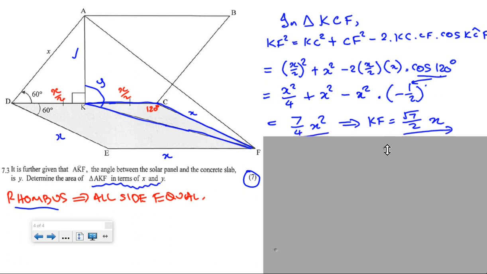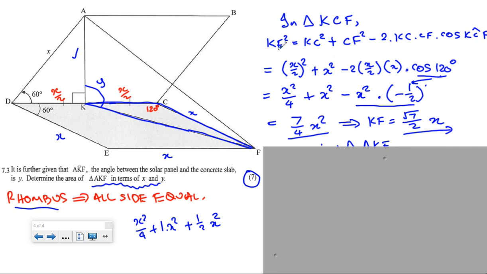When you use your calculator, you're going to get x squared over 4 plus 1x squared plus half an x squared. Remember when you multiply this part out. And when you use your calculator, 1/4 plus 1 plus half will give you 7 over 4. Remember, this is KF squared. This part here is KF squared. That implies KF is equal to the square root.